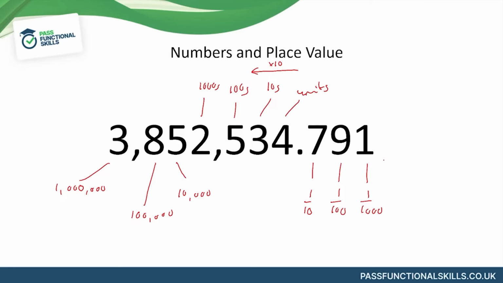Okay, so if you're asked a question, what is the value of the 3 in this number, then this 3 would be 3 million. This column here, the 8 would be 8 times 100,000, 800,000. 5 times 10,000, 50,000. 2 times 1,000, so 2,000. What's the value of this 5? Well, it's 5 times 100, so 500. 3 times 10, so 30. Just 4 on its own. The value of this 7 is 7 tenths, 9 100ths, and 1 thousandth.